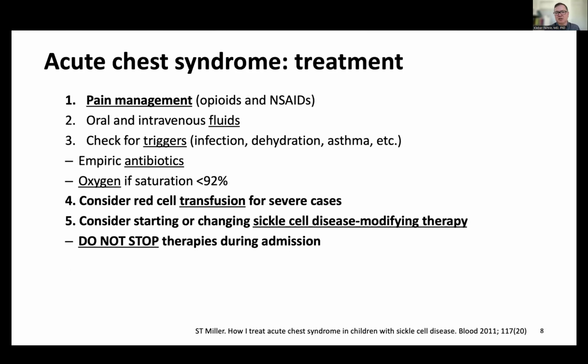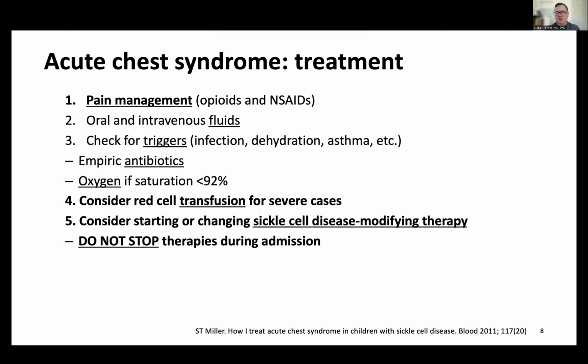Typically, we'll manage acute chest syndrome as any other pain crisis, so aggressive pain management with opioids and anti-inflammatory medications is important, fluids, checking for the triggers that we can treat: infection, dehydration, an asthma attack. But also, we'll typically add antibiotics and give the patient oxygen depending on how severely ill they are. And we'll also consider red cell transfusions for severe cases of acute chest syndrome.